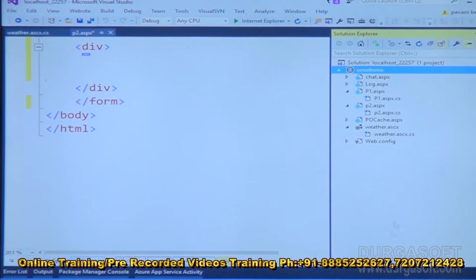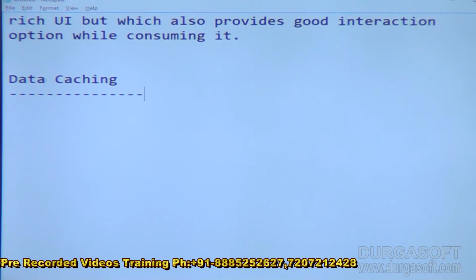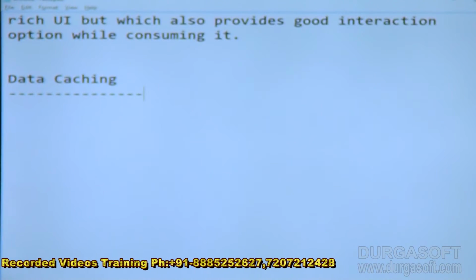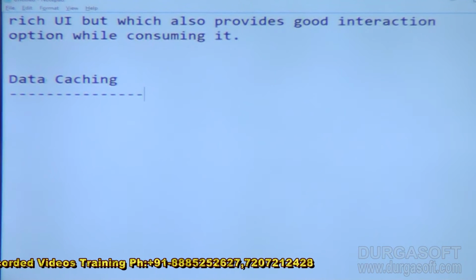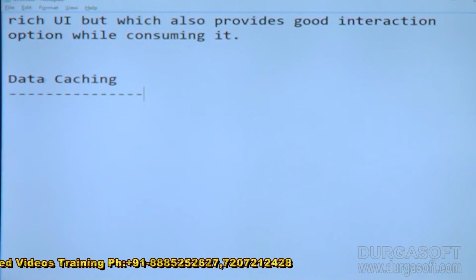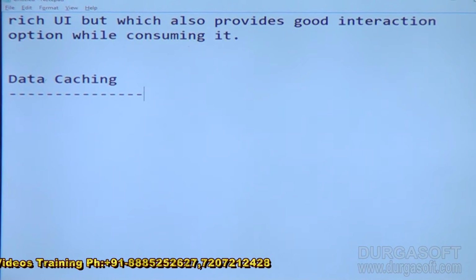The best one is data caching actually. And now I am moving to the third type of caching. What is that? Data caching. So please remember two things we have got: what is fragment caching, and what is user defined control or web user control. All that we have got.